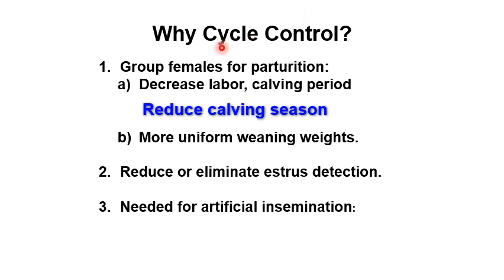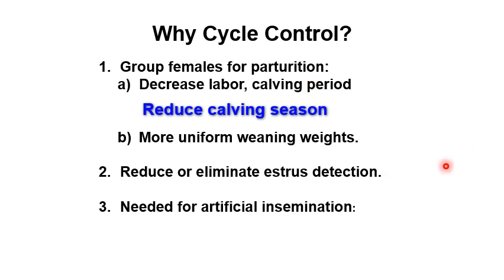So why do we want to perform estrous synchronization and timed AI? The first reason why we do estrous synchronization in livestock animals is we want to group a large number of females for parturition. So we basically do this in beef cattle as well as in sheep. If we can focus, for example, the labor and the calving at a discrete period of time, we can also decrease the labor as well as improve the calf survival during this time.